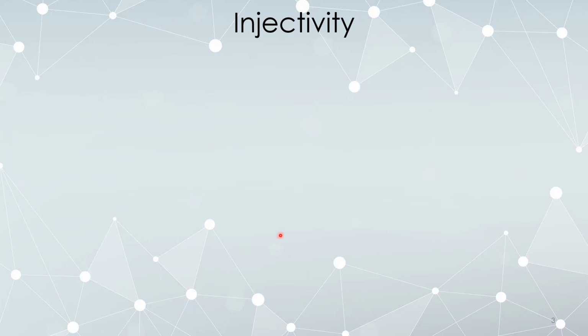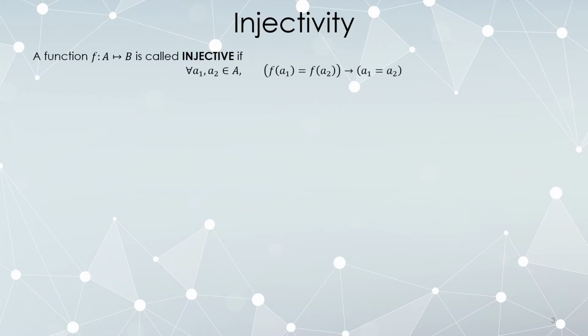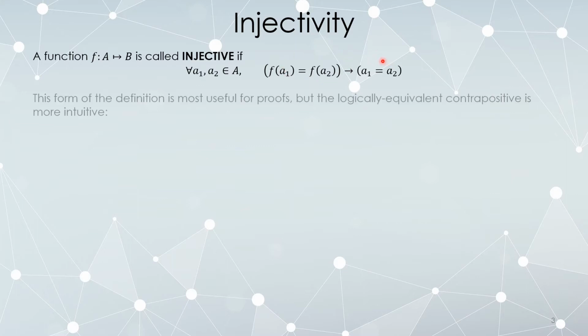Now on to a term, injectivity. A function is called injective if, given any two elements of the domain, if they happen to be equal in the codomain, when I send them through the function f, then they were in fact the same element in the domain. If you get the same thing out, then you started with the same thing.